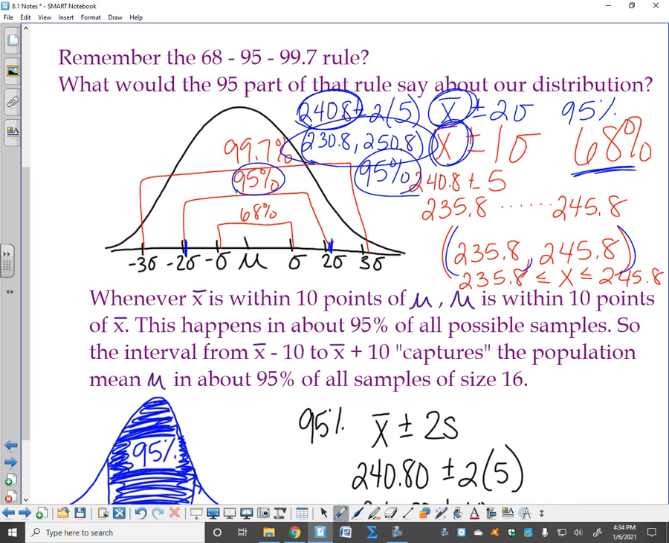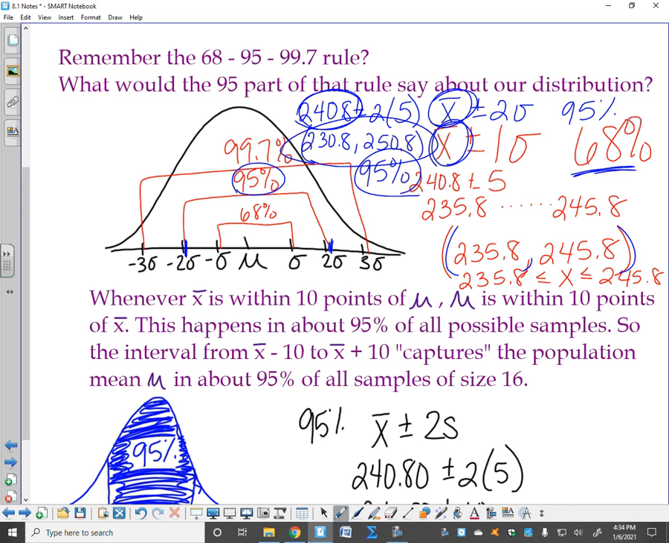I am trying to pin down mothership information that I don't know based on one sample. It's a very presumptuous thing to think that you can tell me what the mothership information is based on your sad little sample of 16 people. And that's why you're not giving me an exact value. Like, you don't know what mu is.